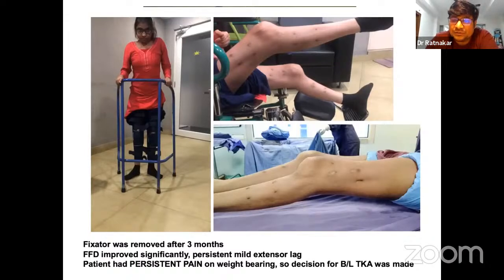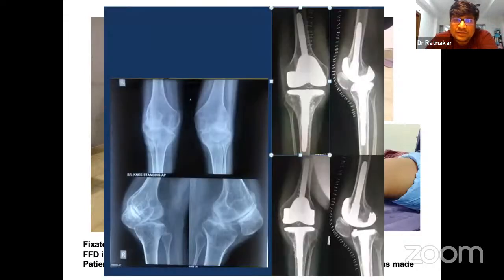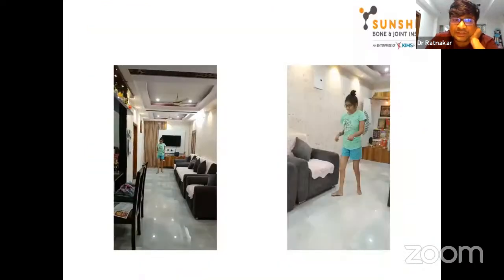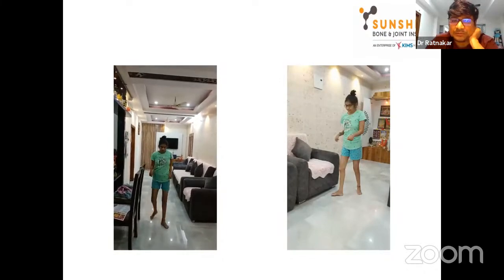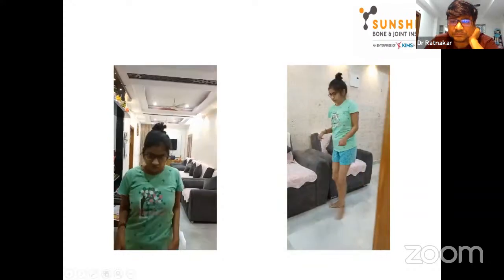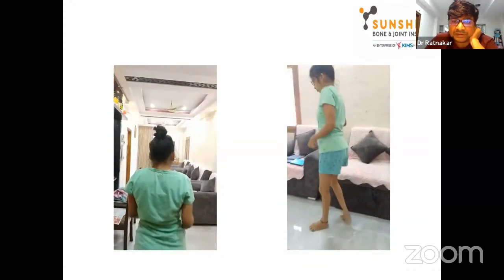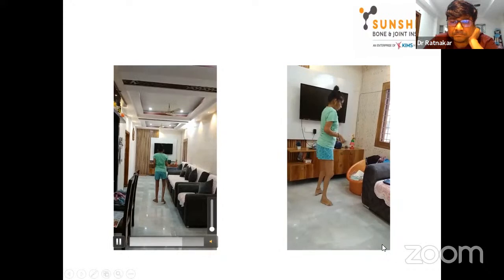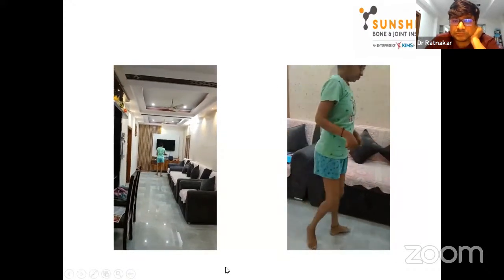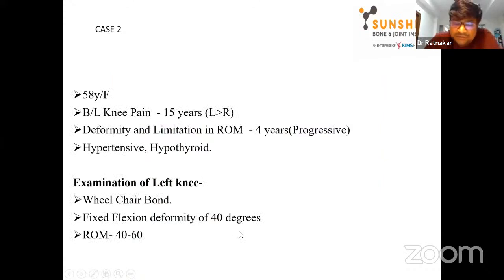So the decision was taken to go for bilateral knee replacement. We used a gap balancing technique, with extension rods on either side because of very poor osteoporotic bone quality. We had to use rods on both sides. This is the patient at 1 year follow-up. Her gait has significantly improved. So that was case one.